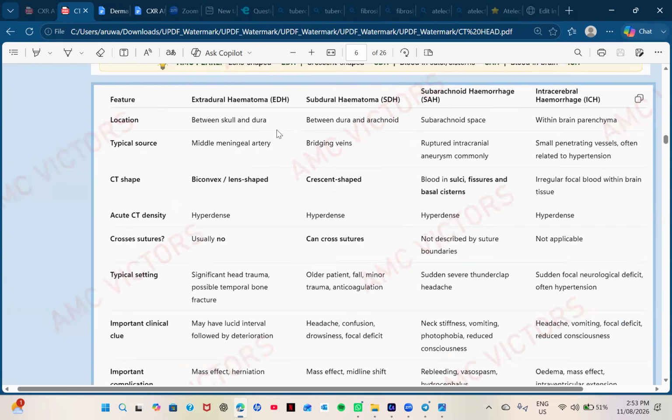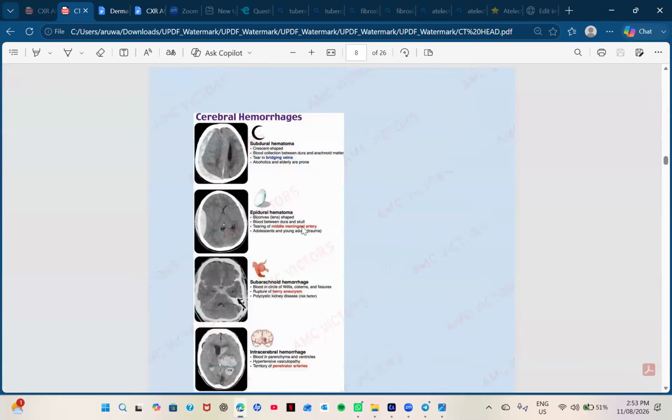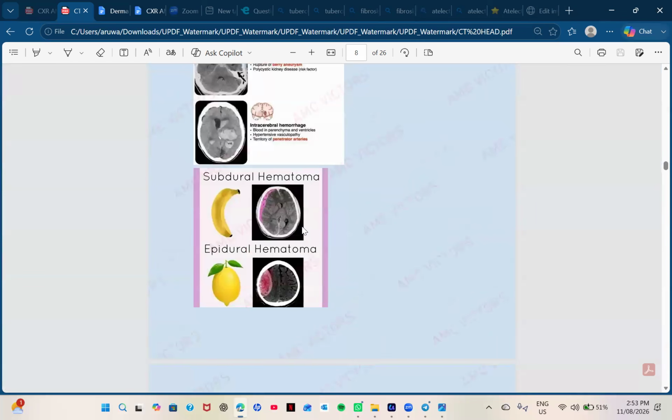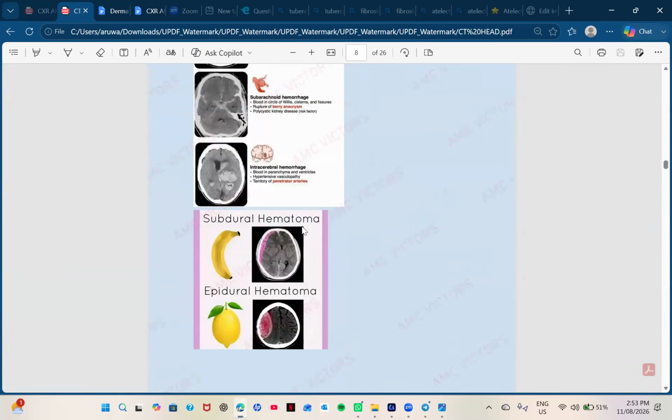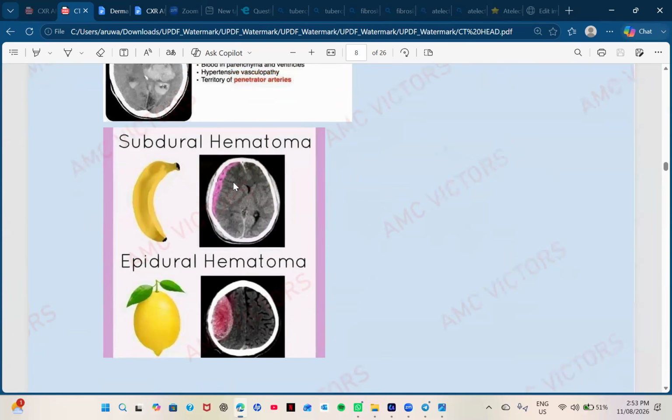Extradural hematoma. Extradural means between the skull and dura. The source is the middle meningeal artery, and you can see the biconvex or lens shape. I'll show a picture. Here, can you see the lens shape, doctors? We call it extradural or epidural.